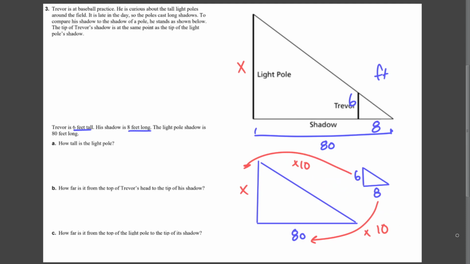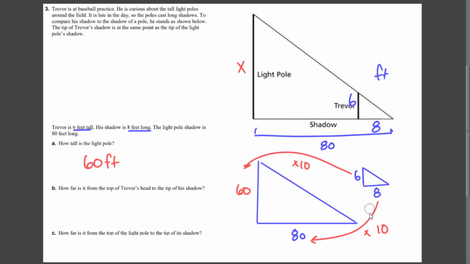All of them have to be multiplied by the same scale factor. Cool? Well, we're not worried about that third side. So 6 times 10 simply gives me 60. So the answer for our first one, how tall is the light pole? 60, and then we always want to remember our measurements, feet. 60 feet.